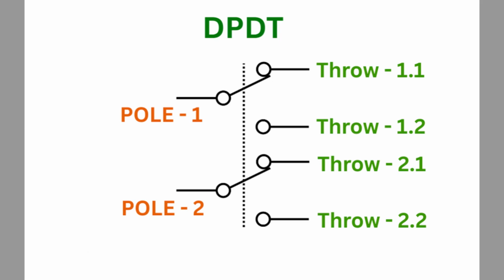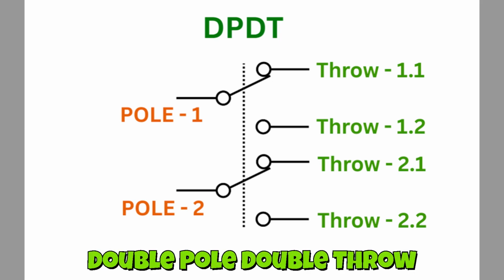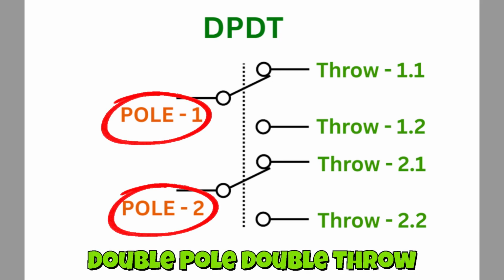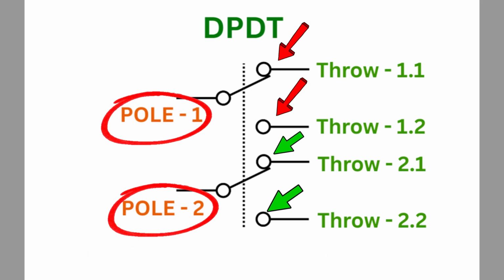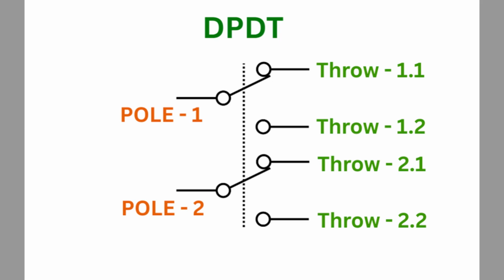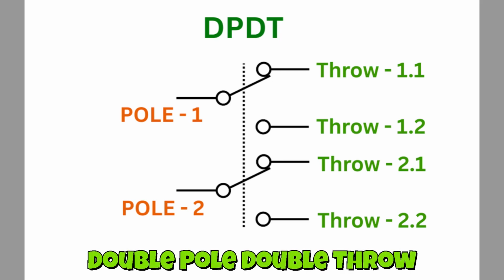DPDT, which stands for double pole double throw. As you can see in the circuit symbol, it has two poles, and each pole can switch between two throws. In other words, both poles move together, and each one can connect to either of its two throws. That's why it's called a double pole double throw switch. Now let's build a simple circuit and see exactly how it works.